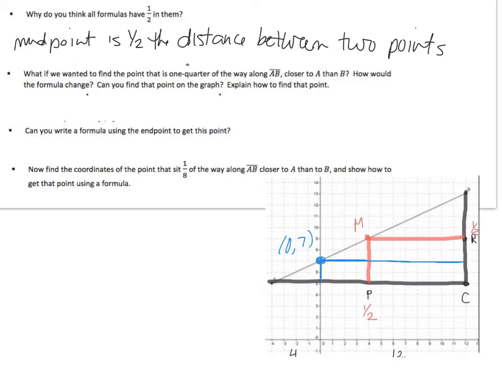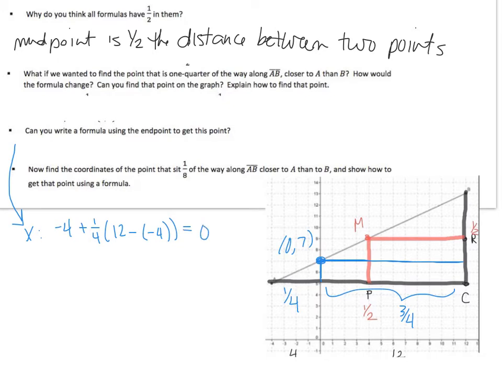So on the graph, super easy. I don't want to graph everything that I do though, because that takes time. So I would just count 1/4 of the way over from A towards B. Cool. But let's do this writing a formula. So for my x value, I'm going to have -4 plus 1/4 of 12 minus -4. And that in fact equals 0. And for my y value, I'm going to start at 5 and add 1/4 of 13 minus 5, which equals 7.